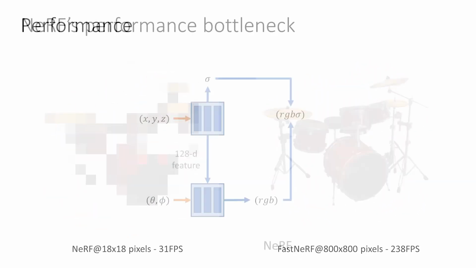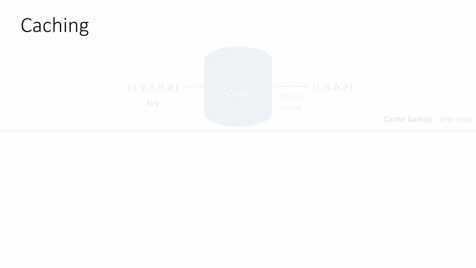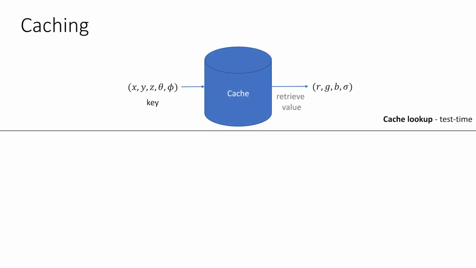The reason for NeRF's slow speed is that its MLP needs to be queried more than 100 times for every generated image pixel. For large images, this requires millions of forward passes through the network. Instead, we propose to replace the neural network with a cache that can be efficiently queried at test time.